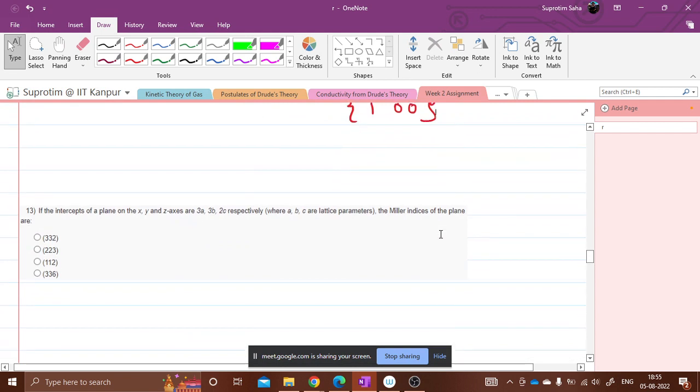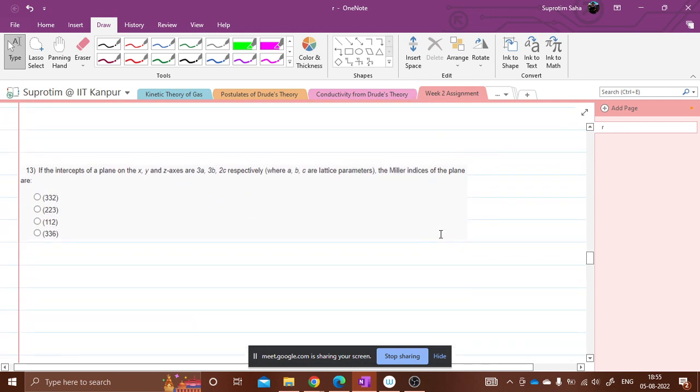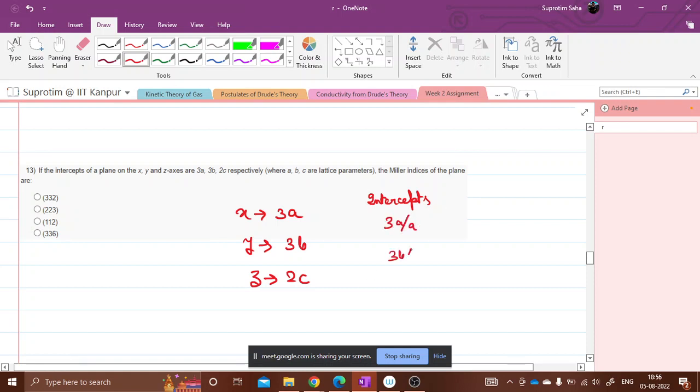Right? So now you are given a problem to work out. If the intercepts of a plane on the x, y, and z axes are 3a along x, 3b along y, and 2c along z. To find the Miller indices, you have to find the intercepts first. So the fractional intercepts are 3a by a, 3b by b, and 2c by c.